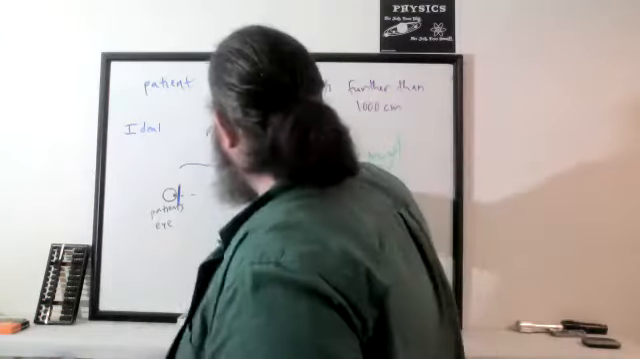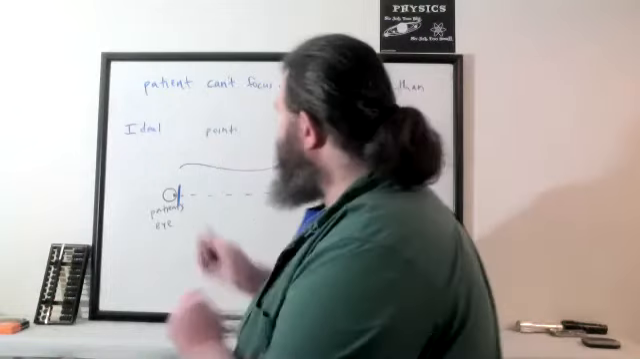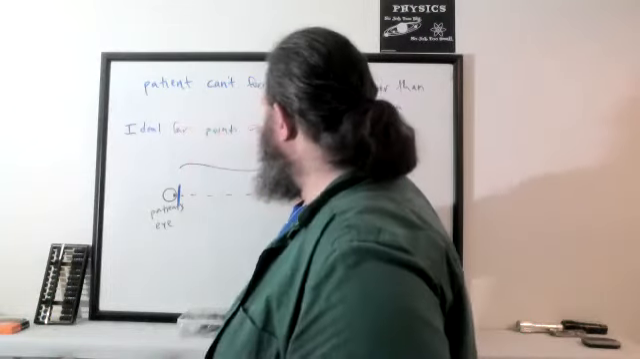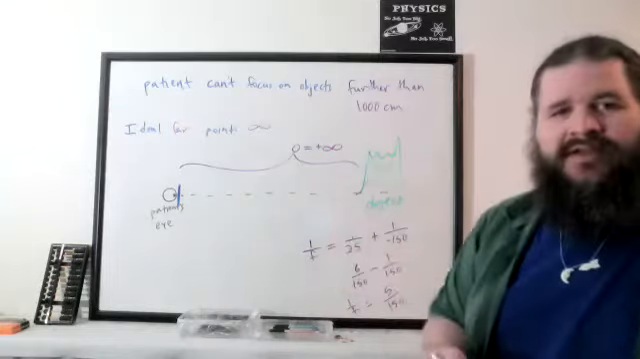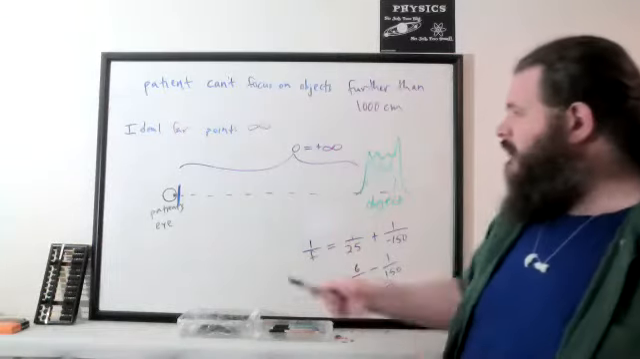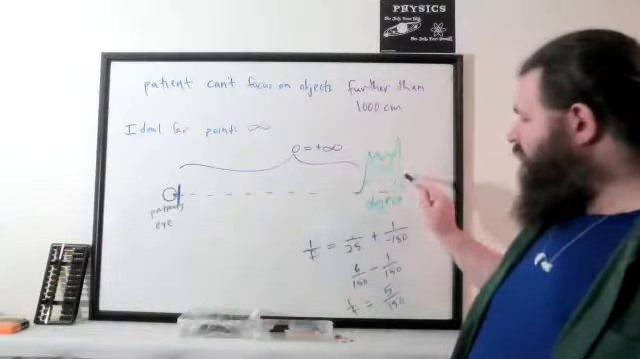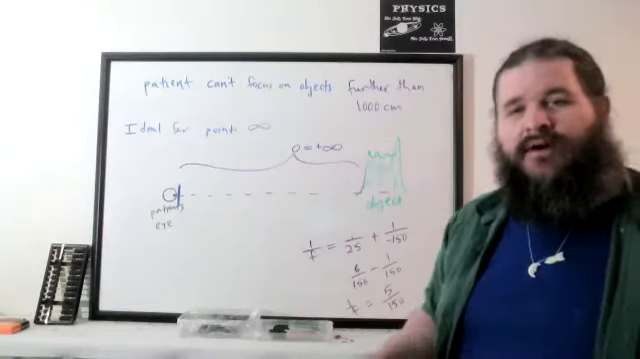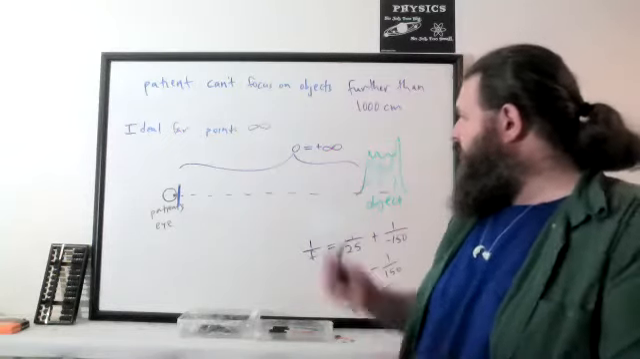Ideal far point would be infinity. But the patient's actual far point is 1,000 centimeters. So we want a lens that's going to take this object that's infinitely far away, or very, very far away, and create an image that's closer.